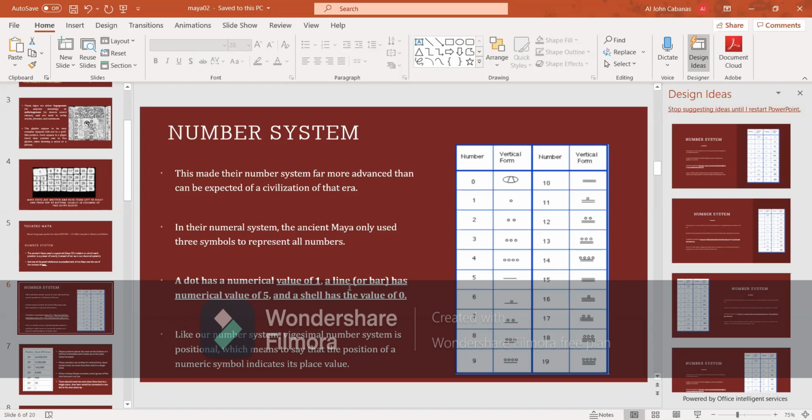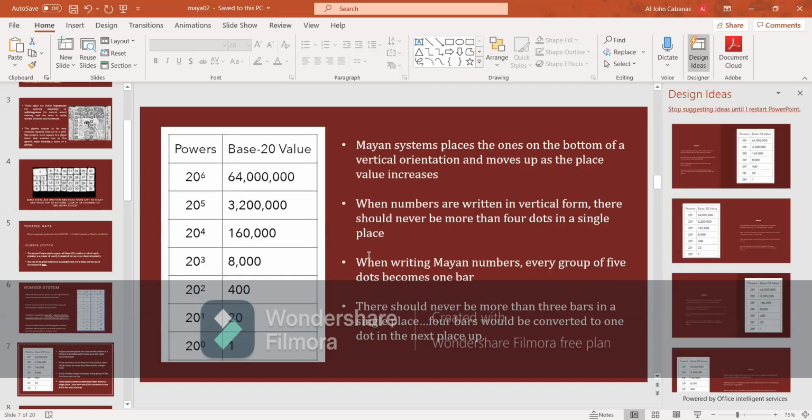Okay? So like our number system, vigesimal number system is positional, which means to say that the position of a numeric symbol indicates its place value. Pangalawang dapat nating malaman ay ang powers or base 20 value ng bawat numero. So dapat ang basa dito ay pataas. So mula bottom papunta sa top. Okay? So vertical orientation and moves up as the place value increases.